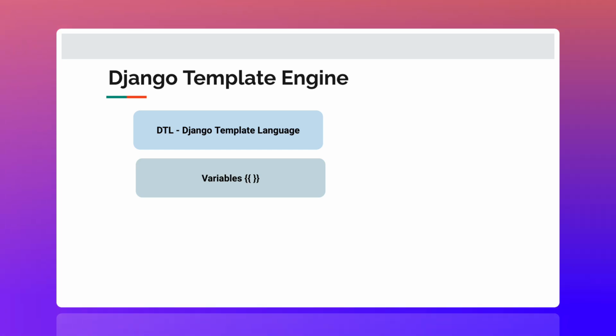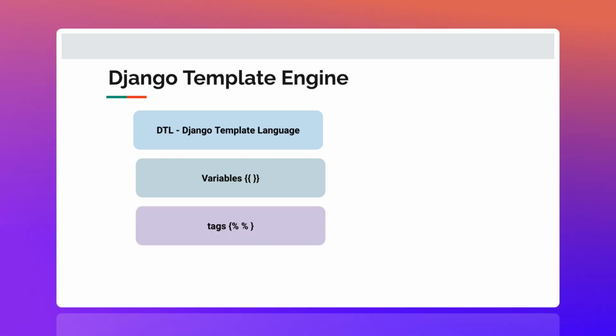So Django DTL, Django template language, has a few things that we can use. It has variables, and to create a variable inside of an HTML template, which in this case becomes a Django template, we use those double curly braces as such, and then inside we put the variable name. I will show you in a second.